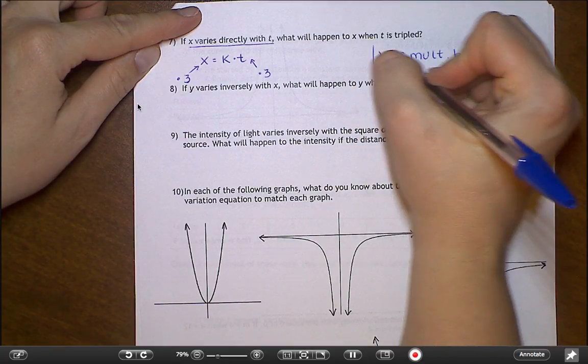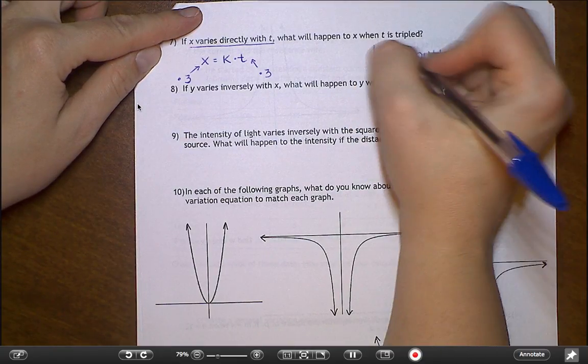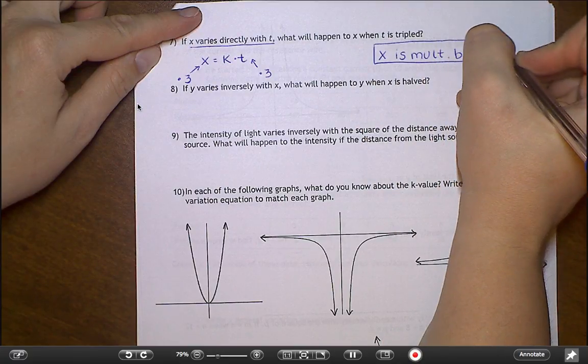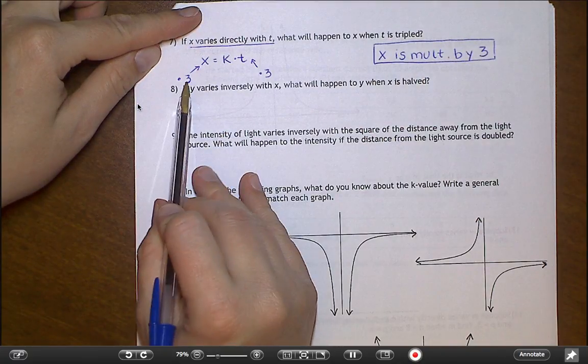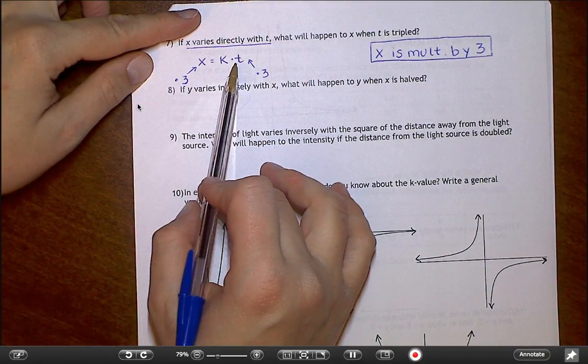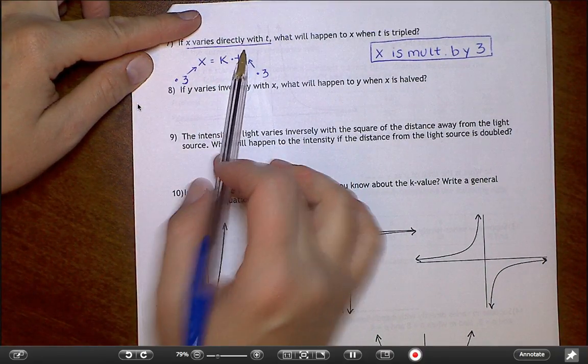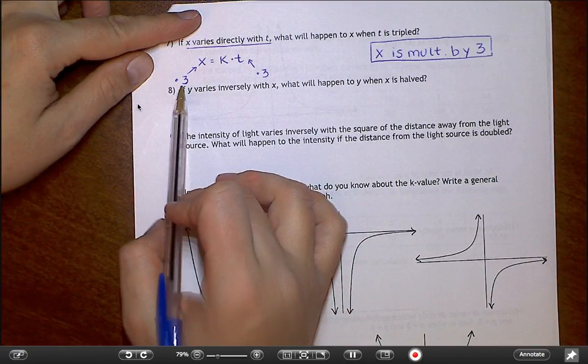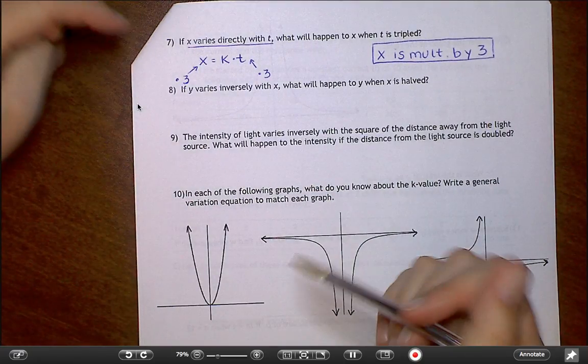Now, if that t had had a power on it, if it had been t squared or t cubed, then what would happen over here is it would be multiplied by 3 to whatever power the t was being raised to. So if this was a t squared, this would actually get multiplied by 9. Okay? All right, next question is very similar.